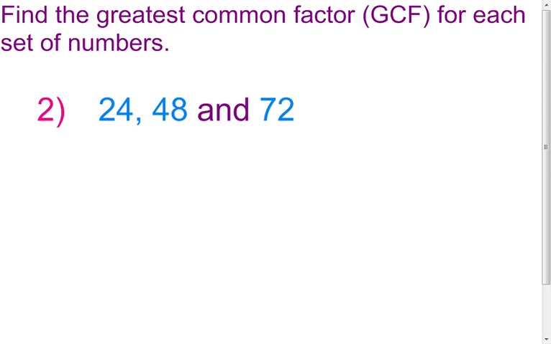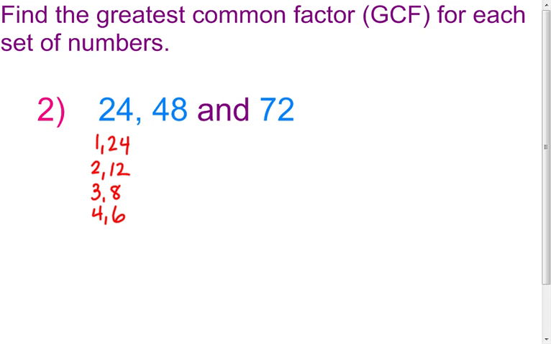This next one, we have 3 numbers, and so using that method on our calculator that we just did before will not work because your calculators can only handle 2 numbers at a time. But I'm going to start with 24. So here we go. I'm looking for the biggest number that goes into 24, 48, and 72. So 24 we know is 1 and 24. We know it is 2 and 12. We know it is 3 and 8. We know it is 4 and 6.